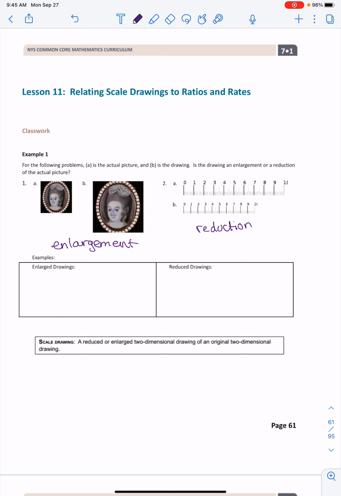Enlarged drawings make things bigger. Reduced drawings make things smaller.